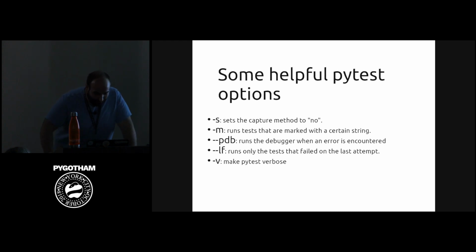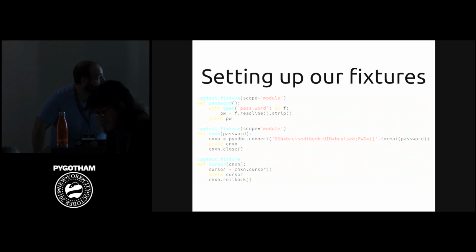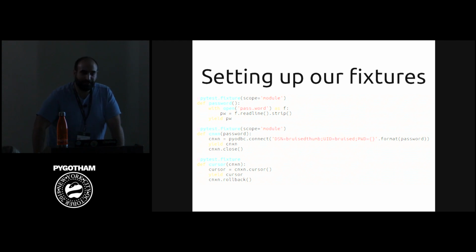So let me try and read most of this off to you. Basically right here, these 3 fixtures are all that PyTest needs: a password fixture, a connection fixture, and a cursor fixture. The first one isn't really needed. I'm just using it because I don't want to hard code my password into my test suite. I'm reading it from a file which can be secured and not get committed into our repo. Again, don't commit your password to your repo.